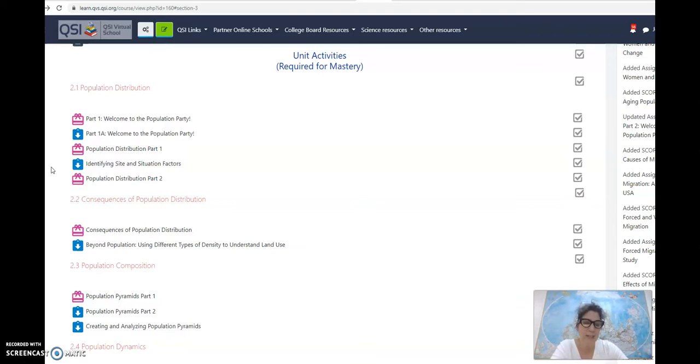And as you examine different site and situation factors, you're going to come to understand how physical features play a role in where people decide to settle. So in this activity, you'll take a look at two countries in particular and examine what the site and situation factors are for those countries and understand why people settle in those two countries that you have chosen. So I want to make it clear there. You get to pick a couple different countries there. And then we'll move on.